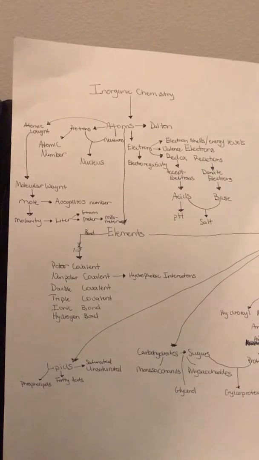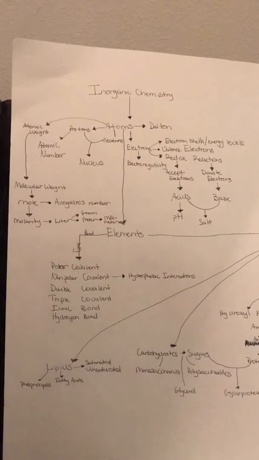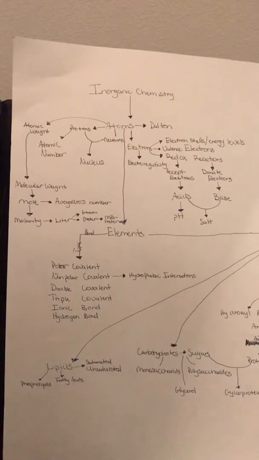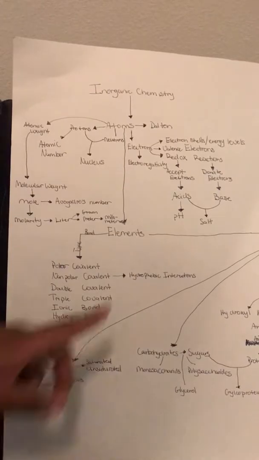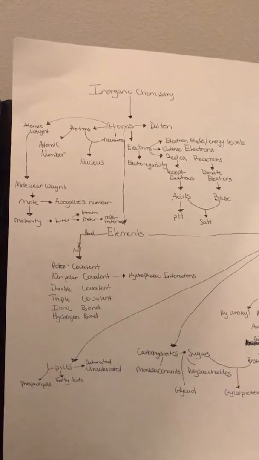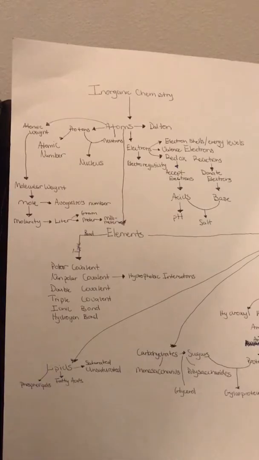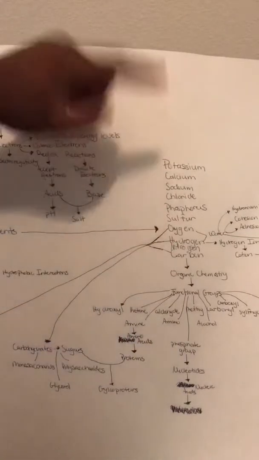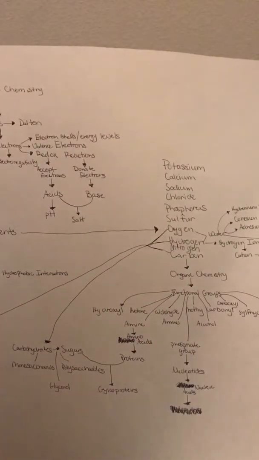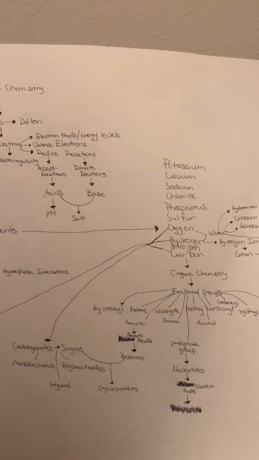Now, non-polar particles sometimes have hydrophobic interactions, which is it not wanting to bond with water. Hydrophobic literally means fear of water. So like oil and water, they don't mix together. That is a hydrophobic interaction. Now, the elements given were potassium, calcium, sodium, chlorine, phosphorus, sulfur, oxygen, hydrogen, nitrogen, and carbon.